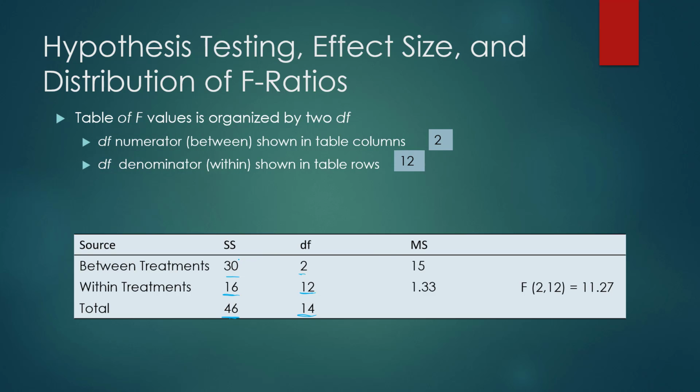MS, which was SS over df, so 30 divided by 2. The within treatments MS was 16 divided by 12. We then take 15 and divide that by 1.33, and we get our 11.27. And so this is how you would report it, with degrees of freedom between and degrees of freedom within.